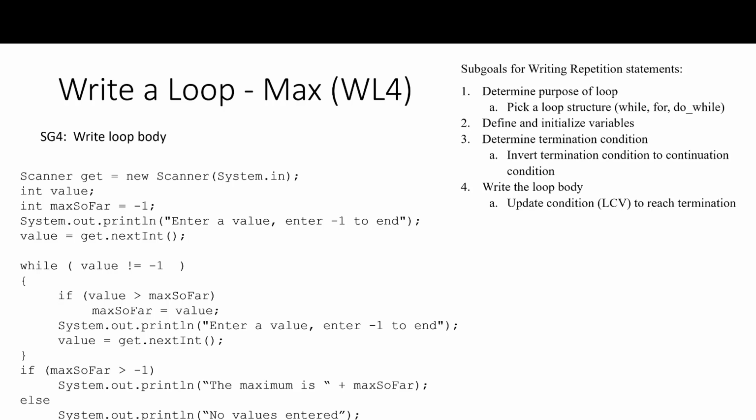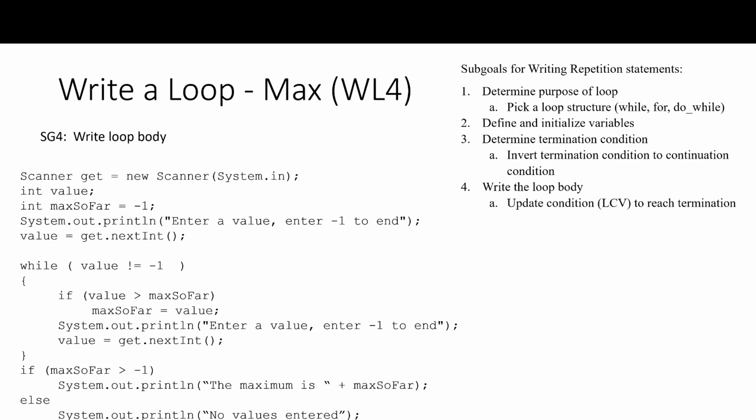Our loop now says, read in a value from the user. As long as the value isn't -1, continue through the loop. If the value read in from the user is bigger than the maximum so far, store that in maximum so far and read in another value. We will continue to read until the user enters -1.